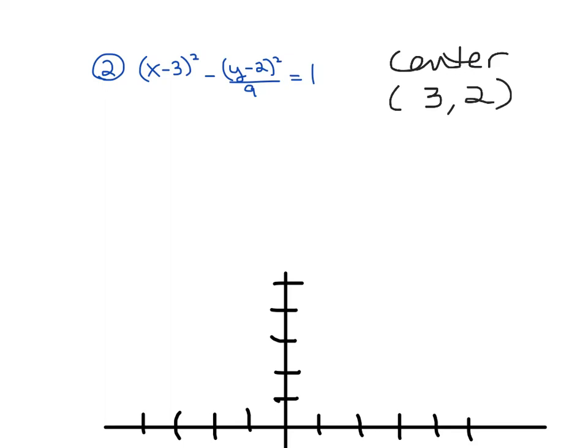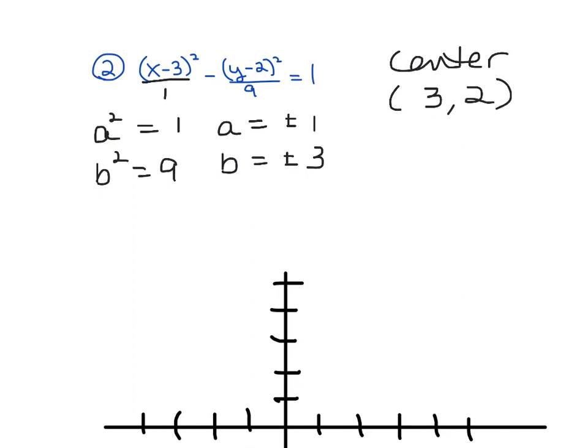Does anybody know what my a squared value is? 1. Very nice. Okay, so we could add a 1 to the bottom of this, and my a squared value is 1. So if there's not a denominator, know that that denominator needs to be an assumed 1. So a squared is 1, so a is plus and minus 1. My b squared value is the 9. So b is equal to plus and minus 3.